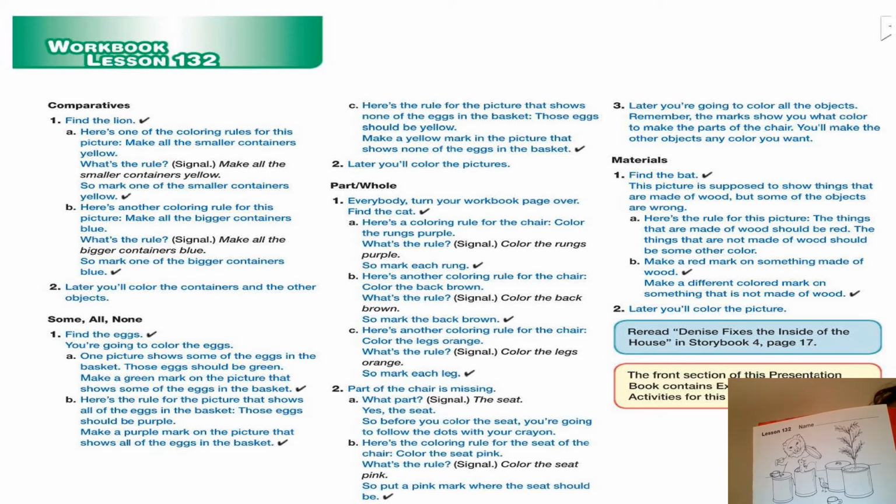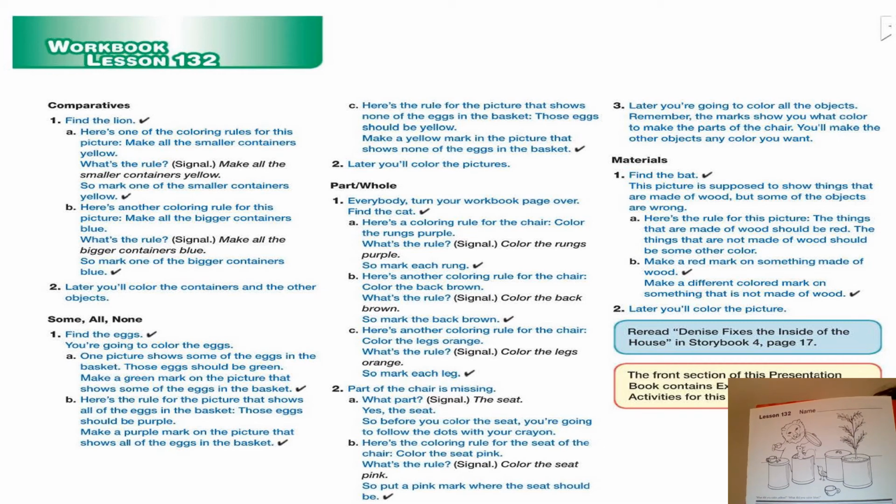What's the rule? Yes, make all the small containers yellow. So mark one of the small containers yellow. Remember, you'll write Y for yellow.